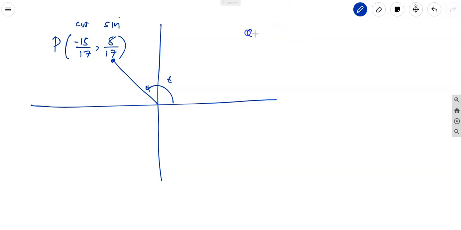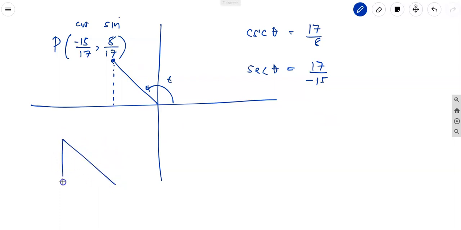So to find CSC, CSC theta is the reciprocal of sine. So therefore you will have 17 over 8. Second is the secant, the reciprocal of cos. So therefore you will have 17 over -15. How about for tangent? First thing we will do is find what is this value, the hypotenuse. The hypotenuse part now, when you draw the triangle, you have the triangle here.